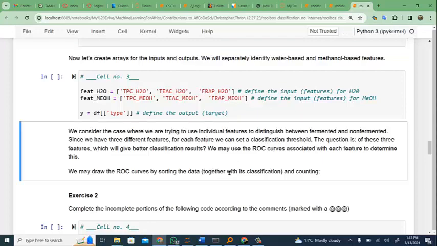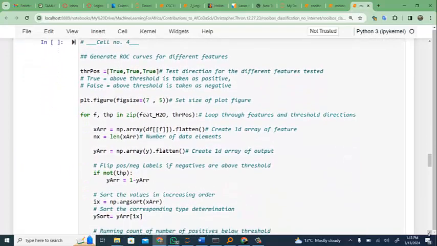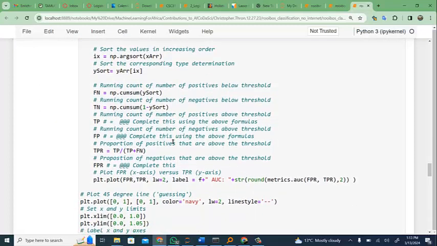So you are to complete the incomplete code here. And what you need to complete is you need to compute the true positives and the false positives based on the false negatives and true negatives. Let me explain this code a little bit.